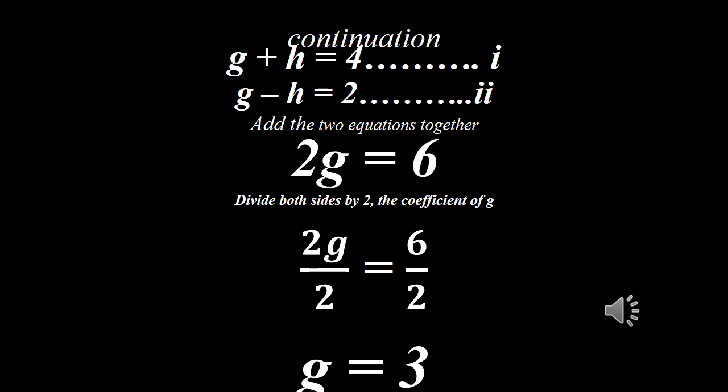So if you add the two equations together, g plus g will give us 2g, plus h and minus h will eliminate each other, then 4 plus 2 will give us 6. That means we have 2g equals 6. So if we divide both sides by 2, the coefficient of g, we have 2g over 2 equals 6 over 2. Then we have g equals 3.